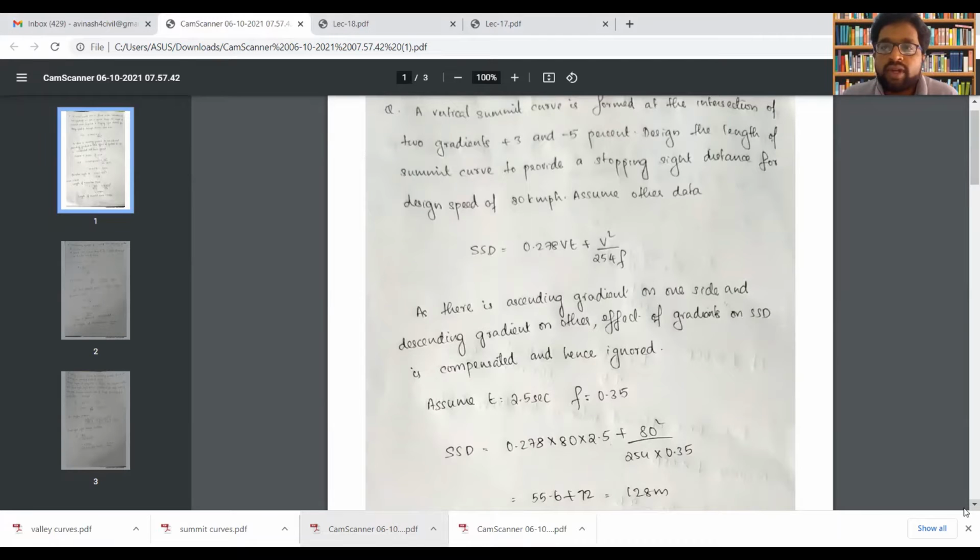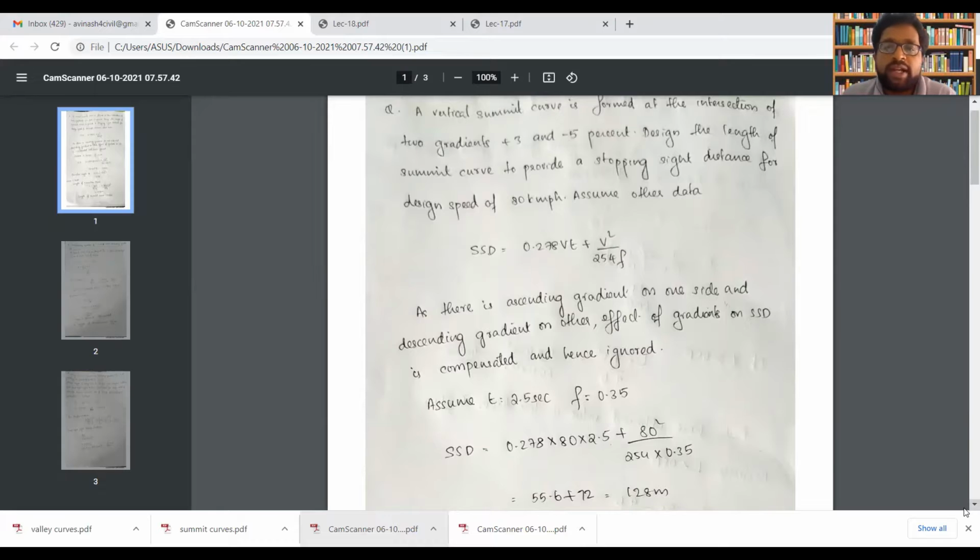So what you have to design is a curve that provides the stopping sight distance. The design speed is 80 km/h, and the stopping sight distance is not given. You are also asked to find the length of the summit curve. So you first have to find the stopping sight distance, and from that value, find the length of the summit curve. Other data you can assume suitably.